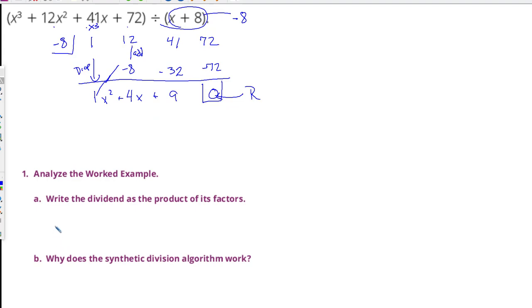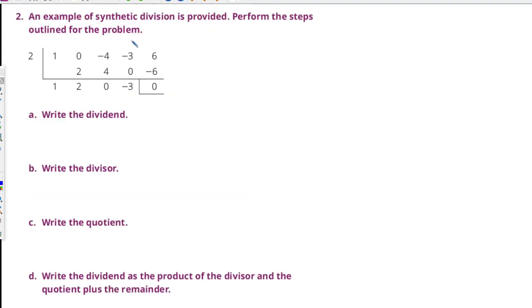And so it's asking us to rewrite it as a product of our factors. So x plus 8 times x squared plus 4x plus 9 is equal to x cubed plus 12x squared plus 41x plus 72. This algorithm works because we're working with just a coefficient of x. So we only need to really worry about that 8, that last thing.